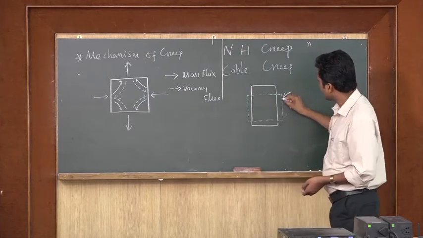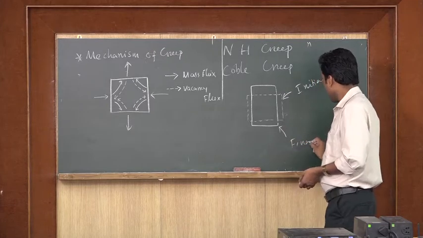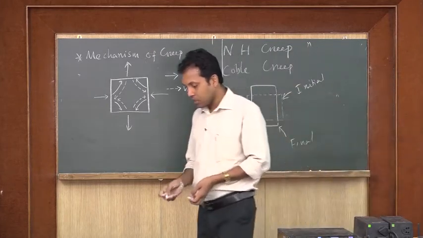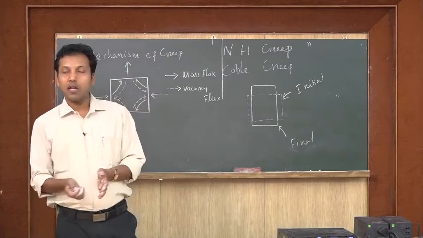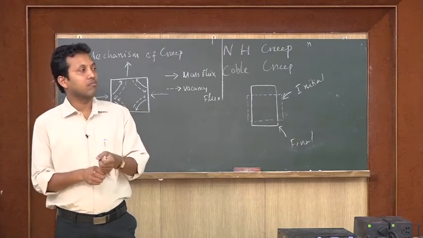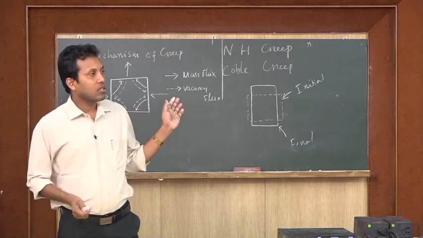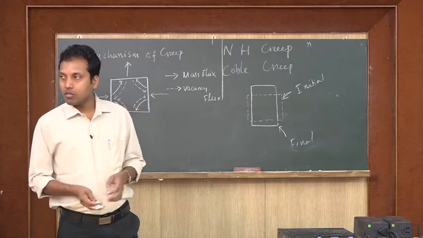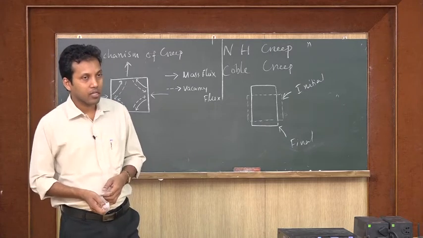So, this is the initial and that is the final one. That means during creep deformation, diffusion occurs, and due to that I will have this kind of elongation of a particular grain. Okay. So, this kind of diffusion controlled mechanism is known as the Nabarro-Herring creep mechanism.